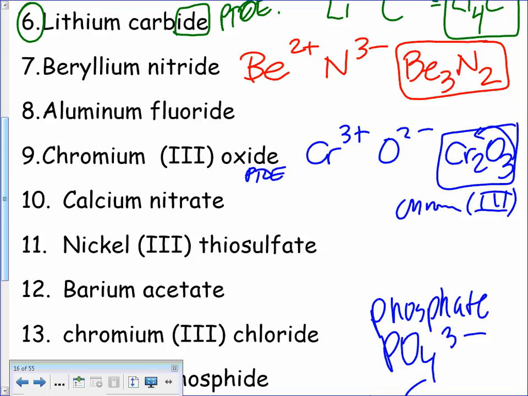So you just have to go baby steps. Stop. Is it ionic or covalent? It's ionic because it's got a metal. Then you go, oh, it's a transition metal, it's got to be, so you have to tell me the charge. That's kind of your thought process. Give me another one.